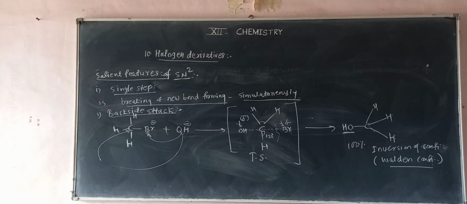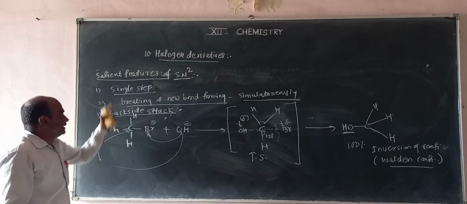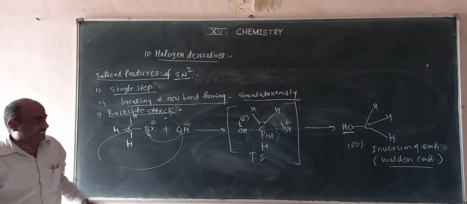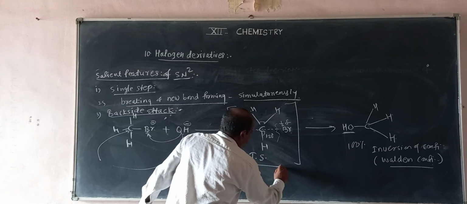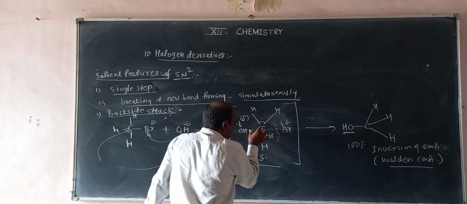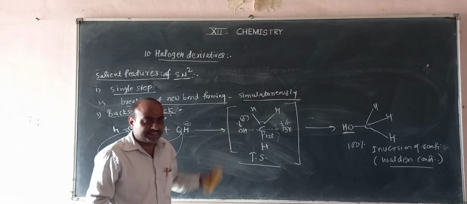Remember that in the SN2 mechanism, backside attack is very important. It is a single step. In a single step, this process takes place. That is, in the transition state, bond breaking and bond making take place simultaneously.